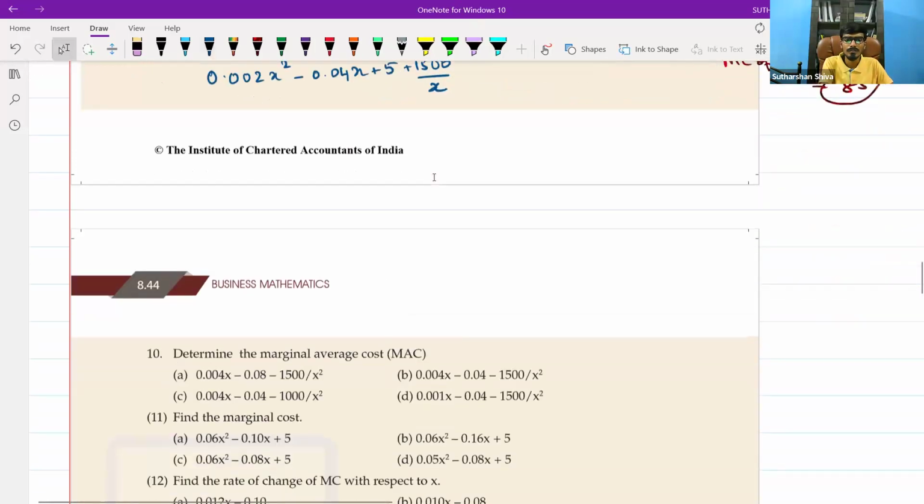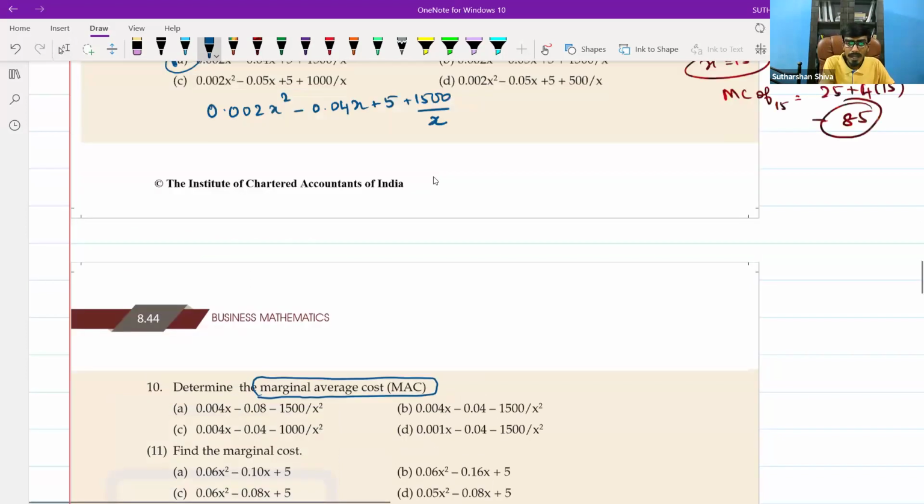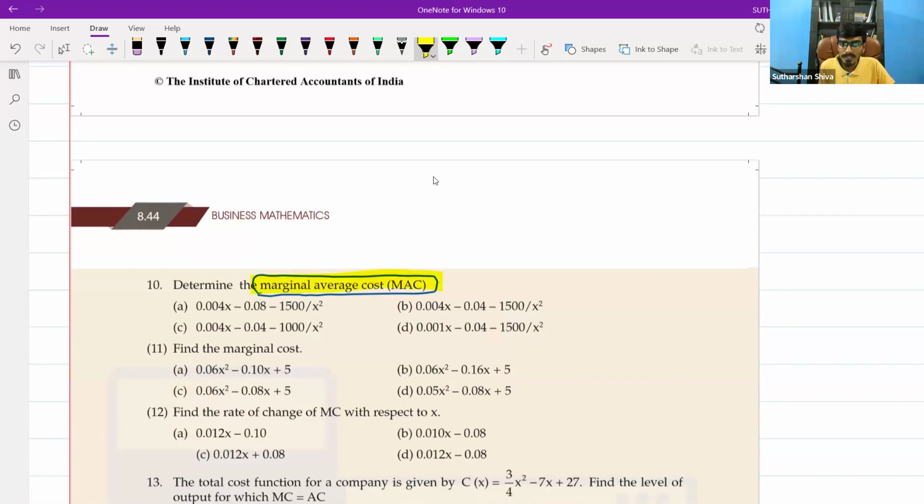Then what is my question number 10? Determine the marginal average cost. That's what the question is. But I will tell you, in the examination, this chapter may be tested for about 3 to 5 marks, and the entire application will come in that question. If I were an examiner and wanted to set that question paper difficult, I would want you to think twice to check whether it is right. I will give this entire equation and ask you to directly find the marginal average cost.